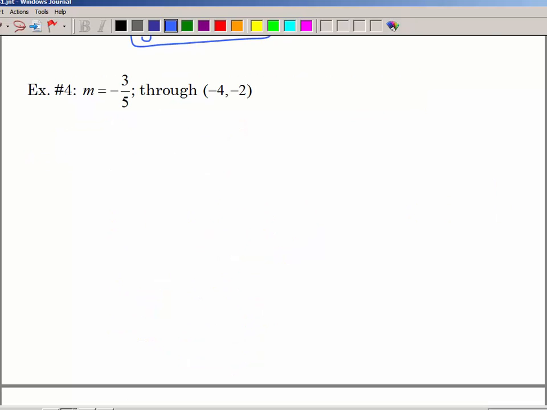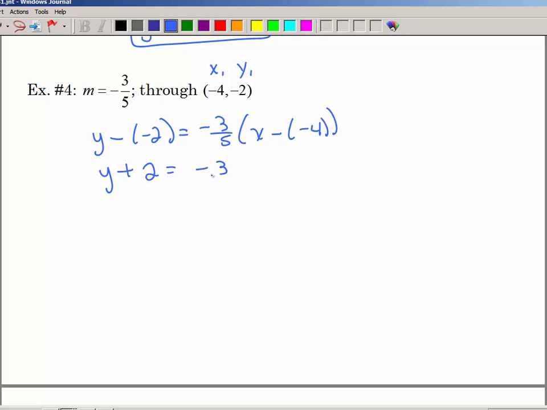This one's going to be a little bit tougher because of the fraction. But remember, this is x1 and that's y1. So we have y minus a -2 equals our slope times x minus a -4. Let's clean up those double negatives. So we have y plus 2 equals -3/5 times x plus 4. Now you've done a great job. We're done there.